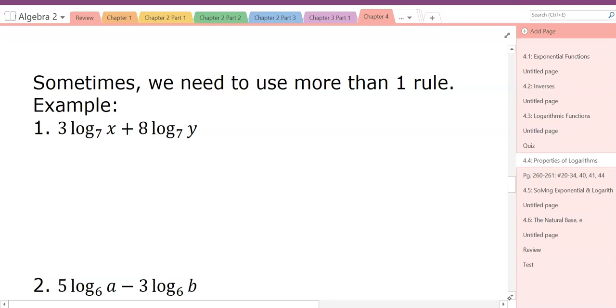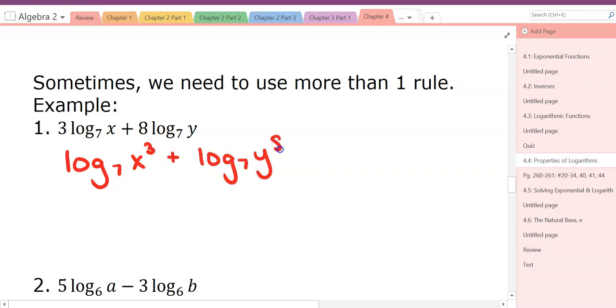All right, so for this first one, what I'm going to do first is bring my numbers in front of the logarithms to my letters as exponents. So it's going to say log base 7 of x to the 3rd plus log base 7 of y to the 8th power. Now, since there is a plus sign in the middle, that means that I can actually multiply my quantities. So my final answer is going to say log base 7 of x to the 3rd y to the 8th.